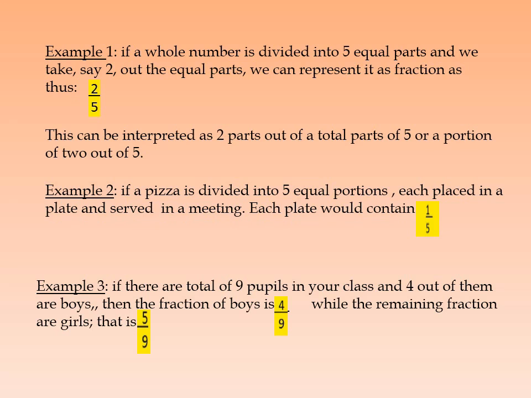And look at this third example. We said if there are a total of 9 pupils in a class and 4 out of them are boys, then the fraction of boys is 4 over 9, while the remaining fraction are girls. That is 5 over 9.